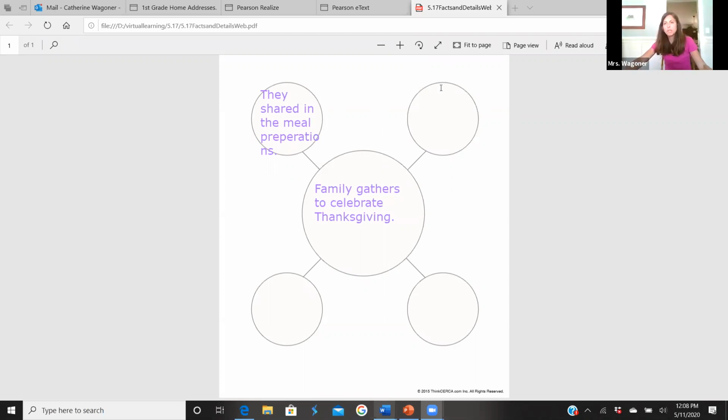So you're going to be responsible for filling in the other bubbles. So I want you to think about the details in the graphic organizer. So think about some of the details, some of the things the family did together. And when you notice facts and details, it helps you understand the story better and make a picture in your mind. So it helps you to visualize.